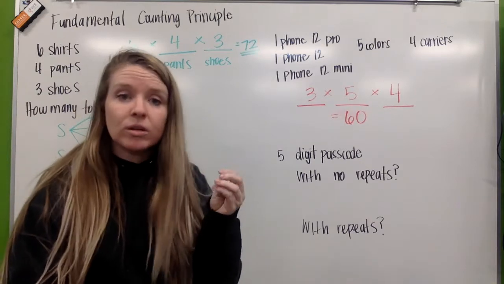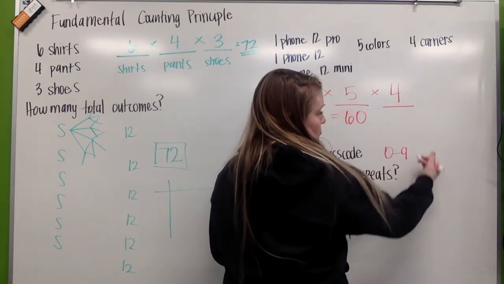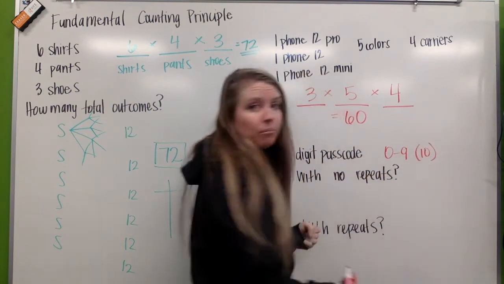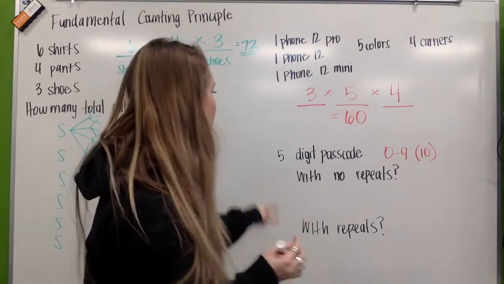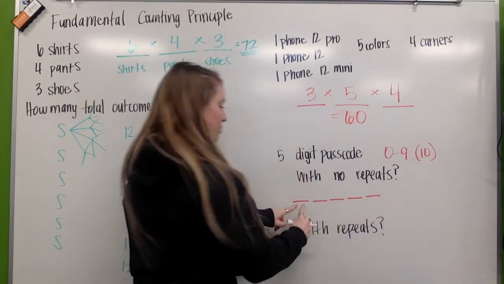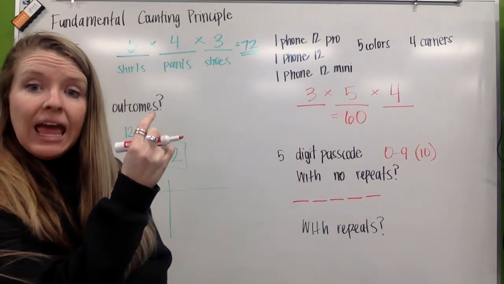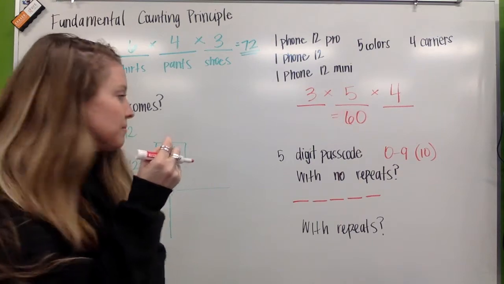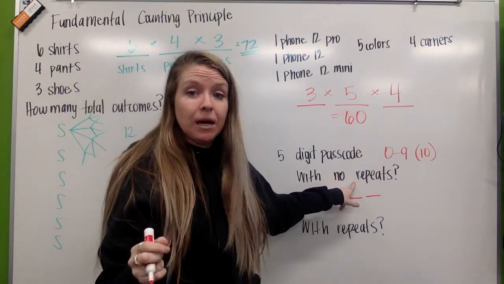Okay, this next one, let's say we're going to create a 5-digit passcode. Your passcode can only be numbers from 0 to 9. So technically that's 10 numbers: 1 through 9 and 0. I want to create a 5-digit passcode, so I'm going to create slots for each digit, and then we're going to look at how many options. This says with no repeats, meaning I cannot repeat a number.